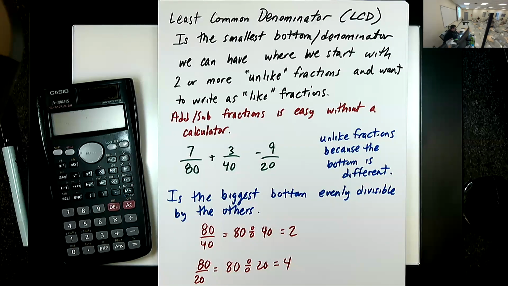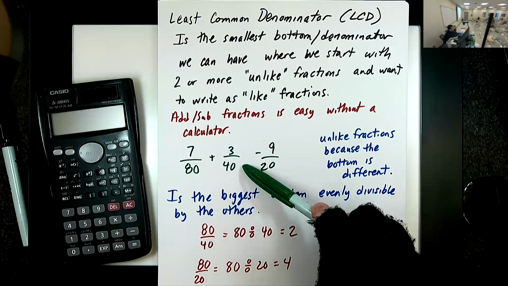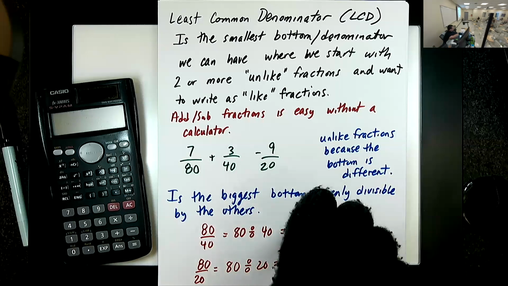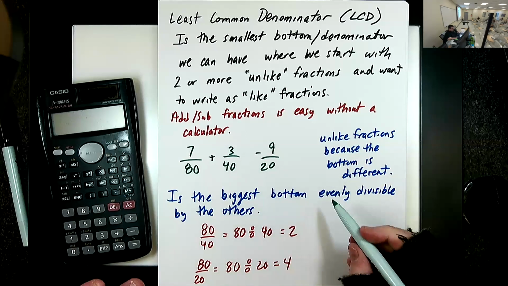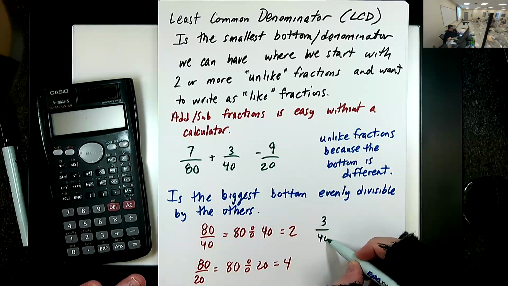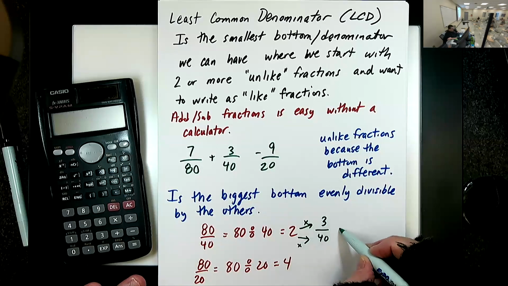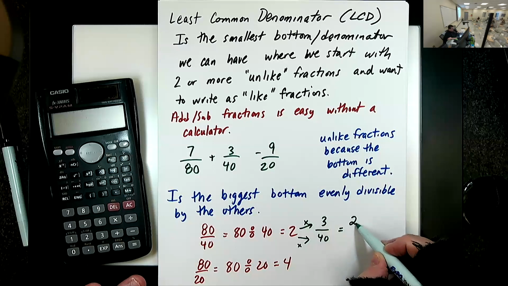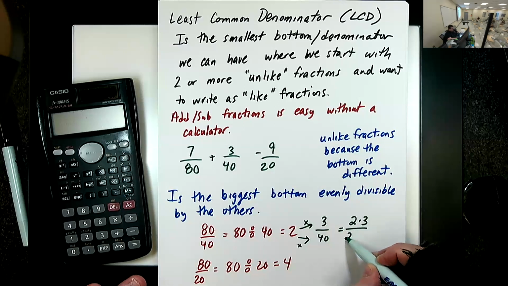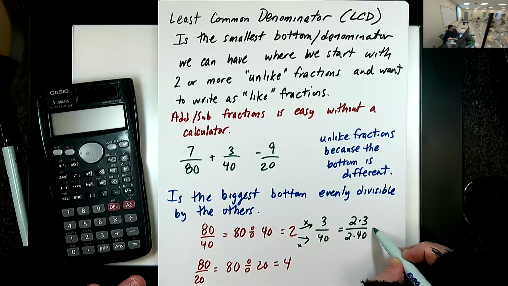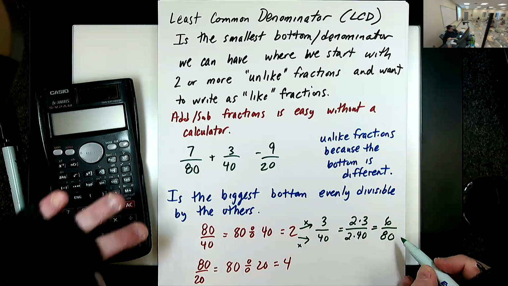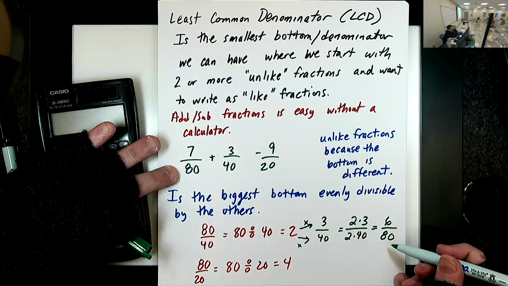What this tells me is that for the fraction that started with the 40 on the bottom, whatever my evenly divisible amount was, I can start with the 3 over 40 and multiply the top and bottom by it. If I multiply the top, I have 2 times 3. If I multiply the bottom, I have 2 times 40. I get 6 over 80. And now I have an 80 in common with the other one.